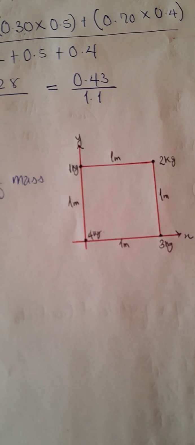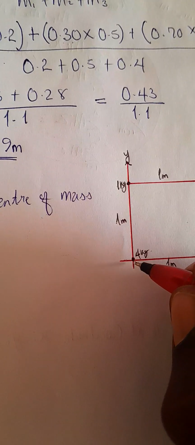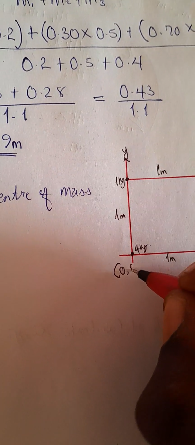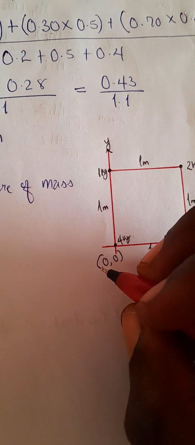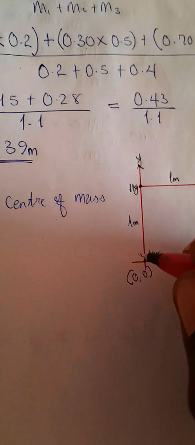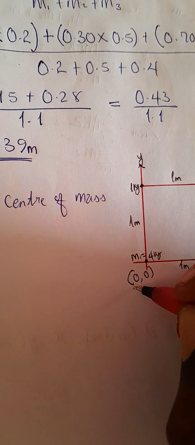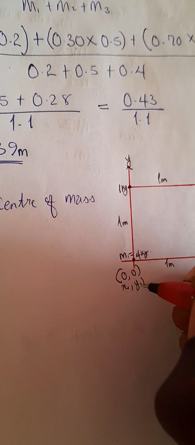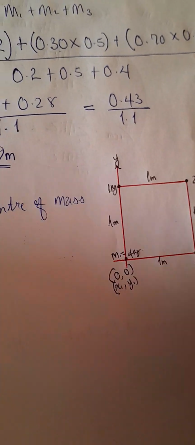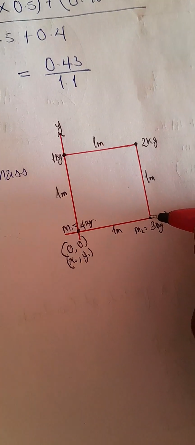The thing we need to do to make it very, very simple is let's allocate each of the positions. So at the origin, the position is 0, 0. Also, let's say this is m1. So if this is m1, this is x1 comma y1, and then this becomes m2 at this position.